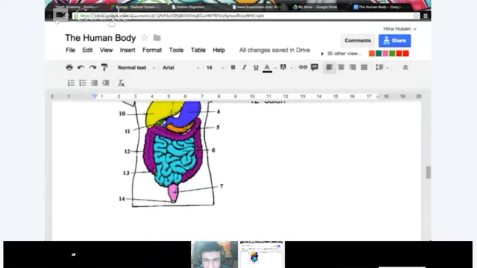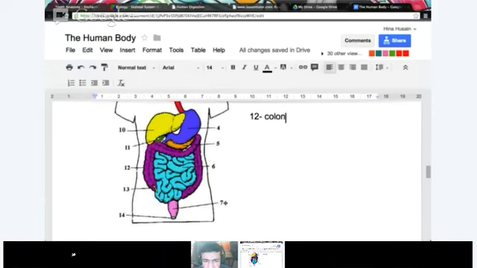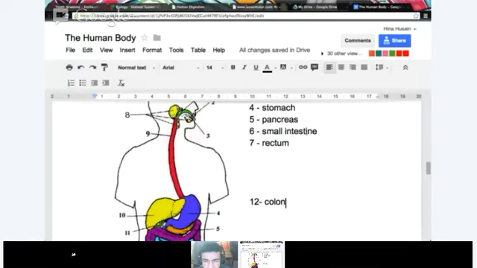So the rectum is sort of like a pump, and when you have to remove feces, it's this part of the rectum that pushes the feces out of your body. So what we call pooping. When we poop, it's the rectum.